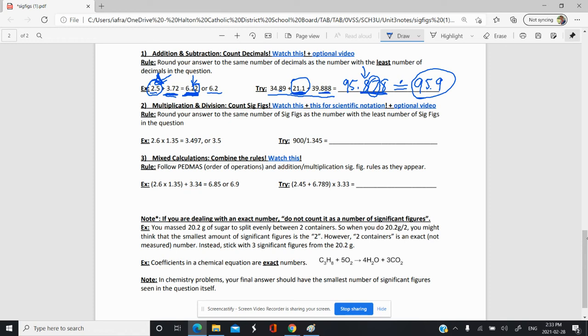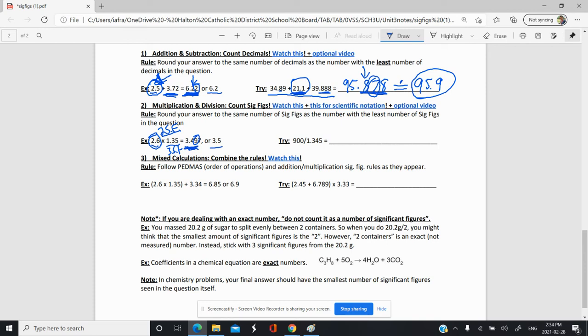So if we look over here, we have 2.6 times 1.35, and we get 3.497. We have to round to the fewest number of significant figures in our question. Here we have 2.6, that's 2 significant figures, whereas here we have 3 significant figures for this value here. So we want to round to 2. So we have 3.4, and we look over here, we're rounding that up to 3.5.